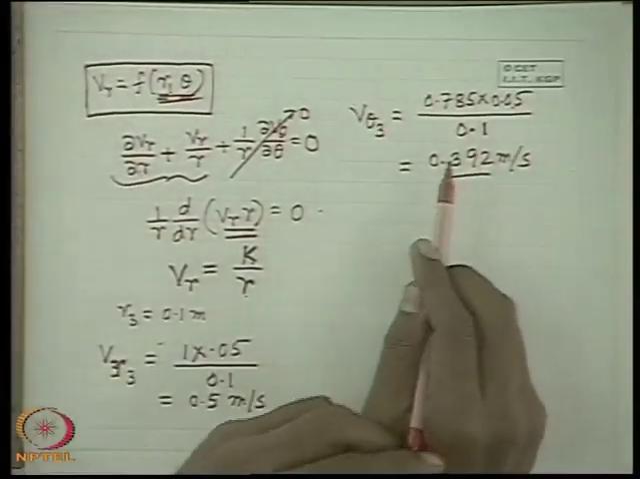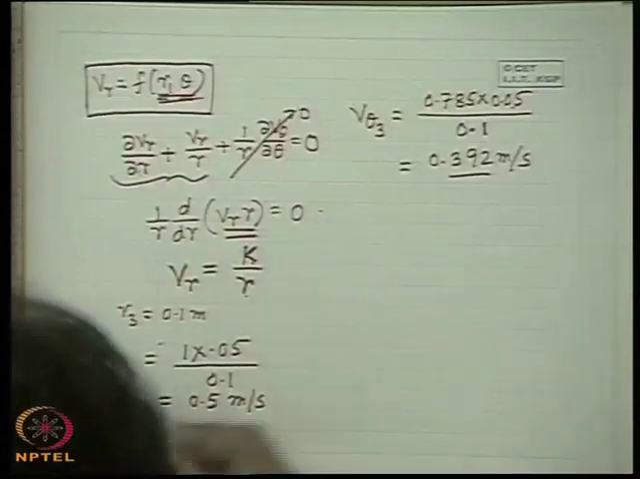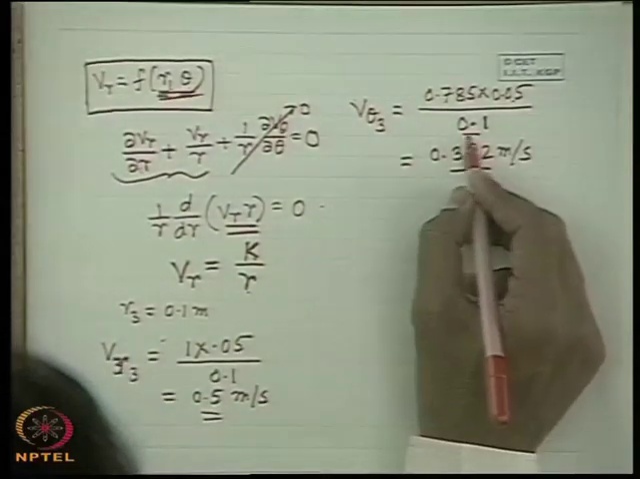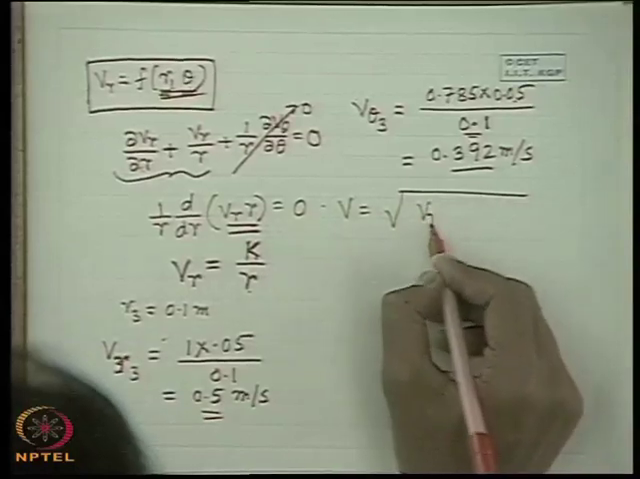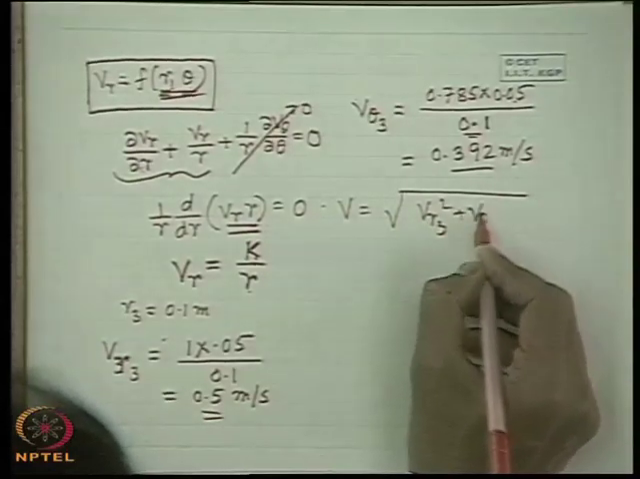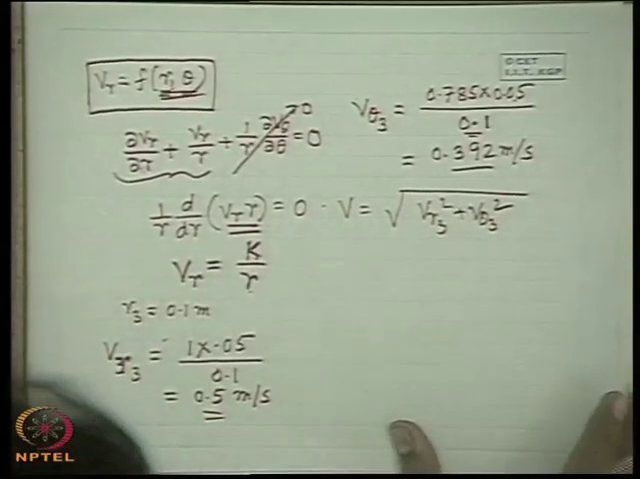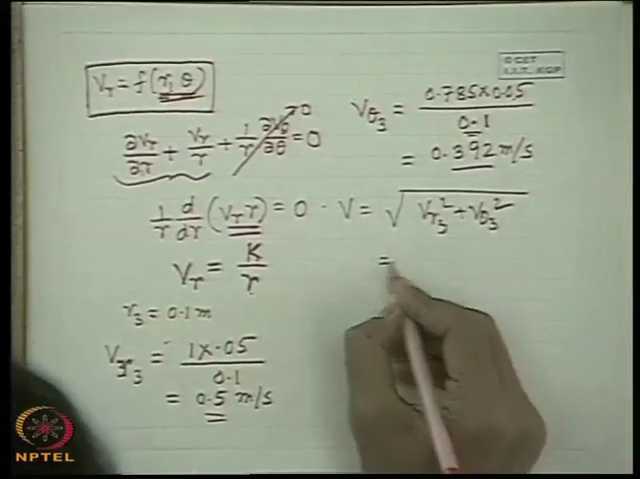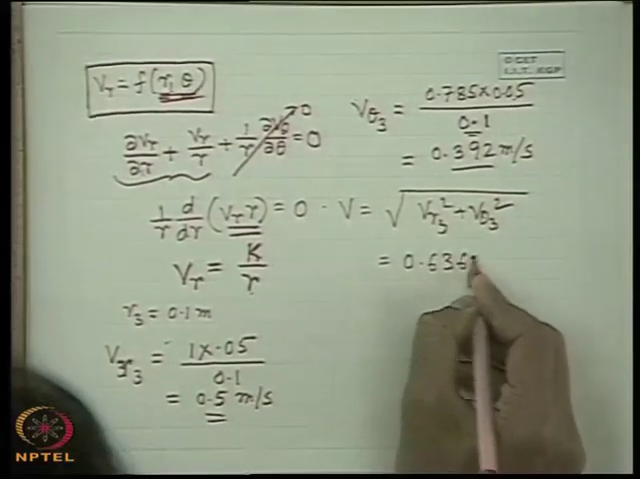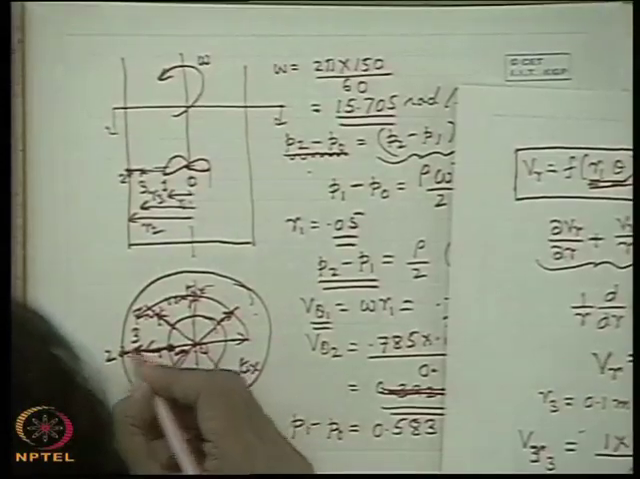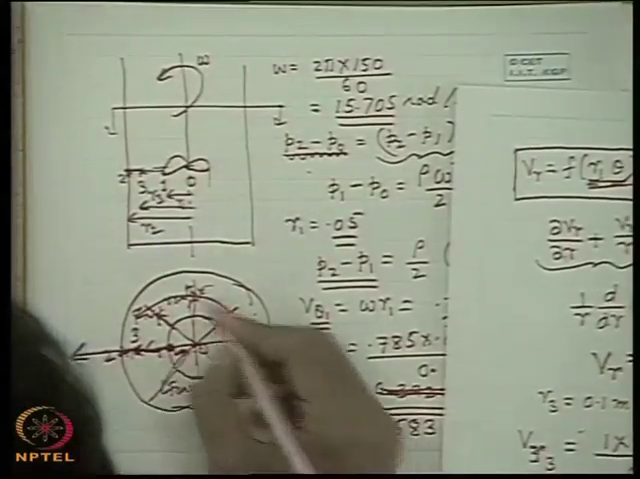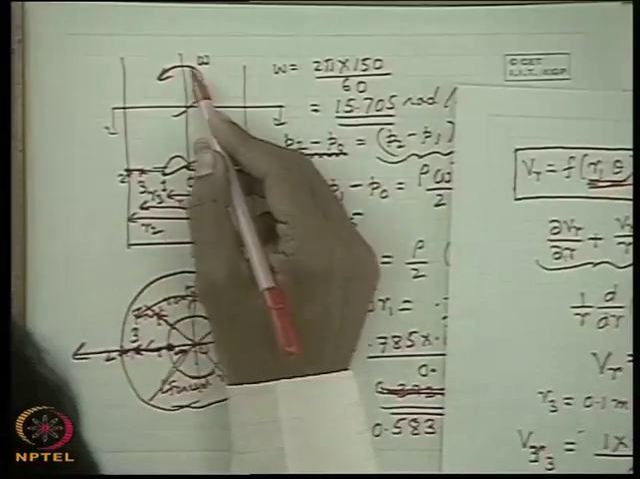Now the radius is 0.1. So therefore we know VR3 and we know V theta 3. So the resultant velocity V is root over of VR3 square plus V theta 3 square. And this value becomes 0.636 meter per second. Very simple. That means here at this point, this is the radial velocity. Let this be the direction of rotation as it is shown.